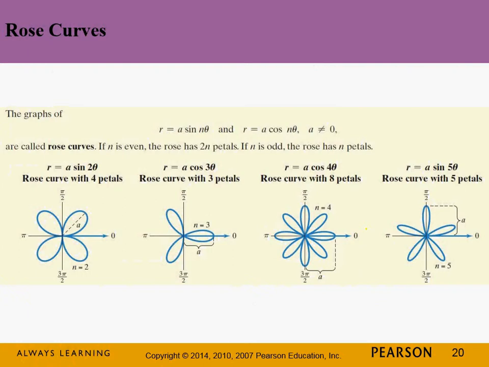Cosine always will be centered on the x-axis. Notice there will always be a flower on the x-axis. For sine, if n is even, then the petals will generally be off on 45 degrees. If it's odd, they'll always be on pi over 2. Okay? So that's where you can start at.